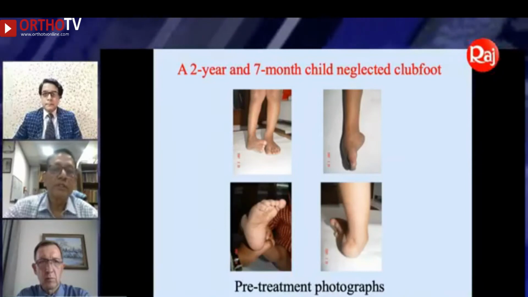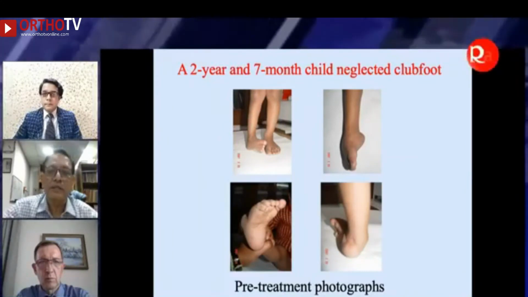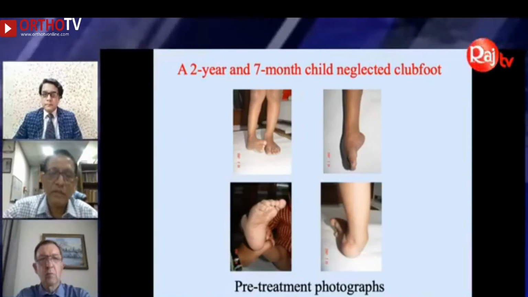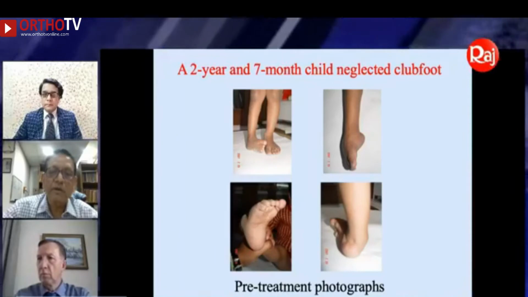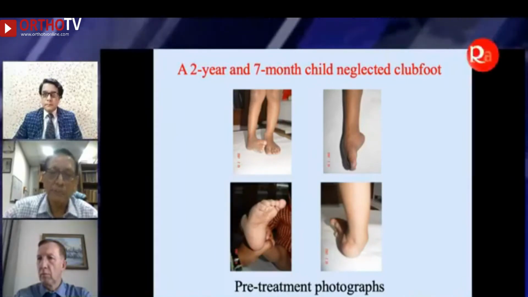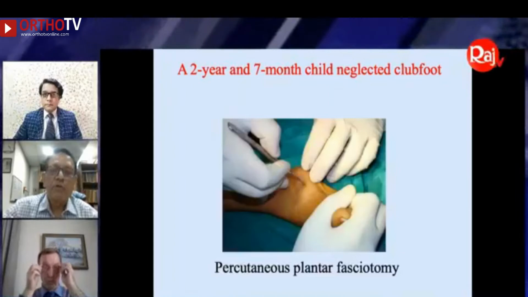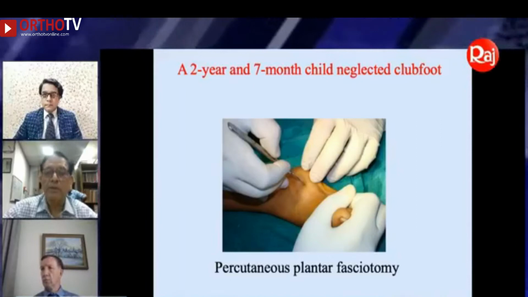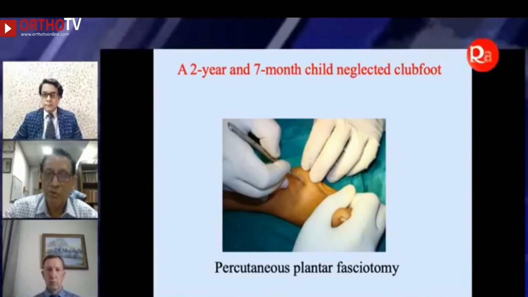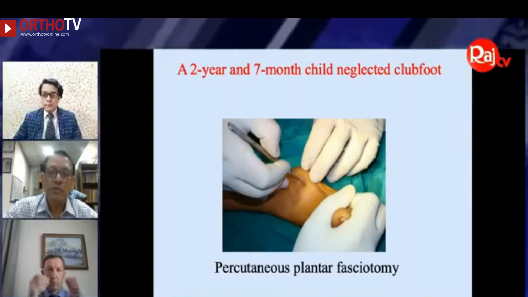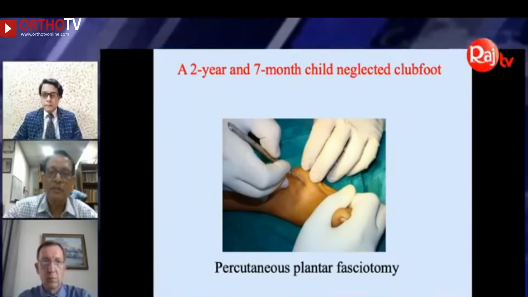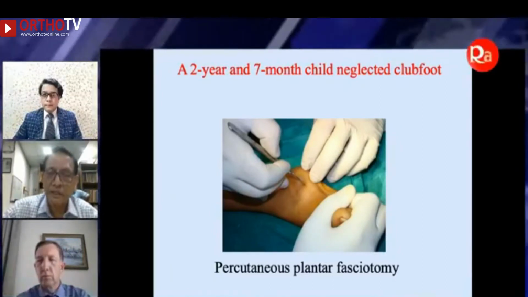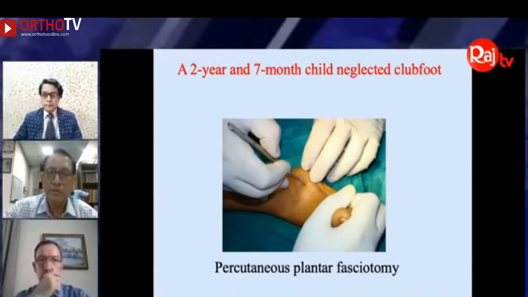So, for example, this is a 2 years 7 month old child with neglected clubfoot. If you see all the deformity: adduction, varus, equinocavus, and plantar adduction is there. These are pre-treatment photographs. First of all, because the notorious ligament is the plantar fascia, we do the plantar fasciotomy. As soon as the child comes to us, we do it under local anesthesia at the base of the calcaneus, percutaneously.